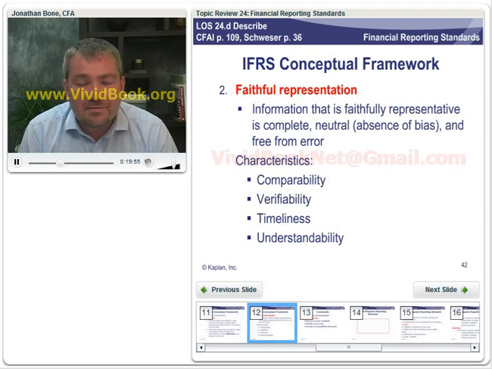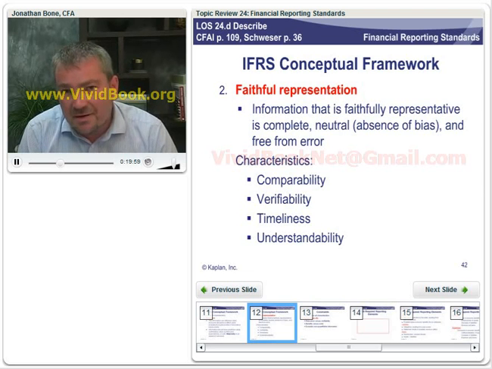Verifiability. Now, of course, this links back to the audit. The numbers in the accounts should be verifiable. And of course, it's the auditor's job to verify, normally on a sample basis, the figures in the accounts. Timeliness is really talking about how long it takes to produce the accounts, audit the accounts, and then finally publish the accounts. It's basically linked to the idea that the financial information goes out of date very quickly. In other words, it loses its relevance for economic decision making quite quickly.